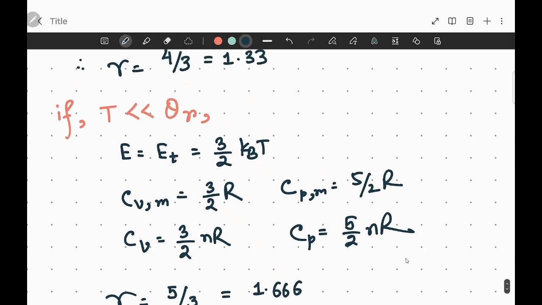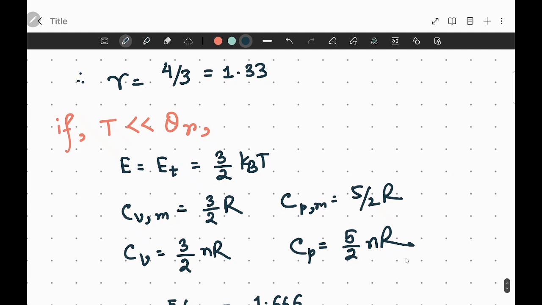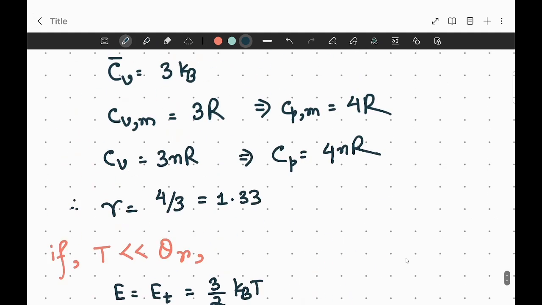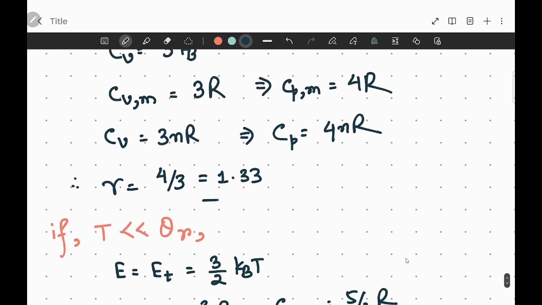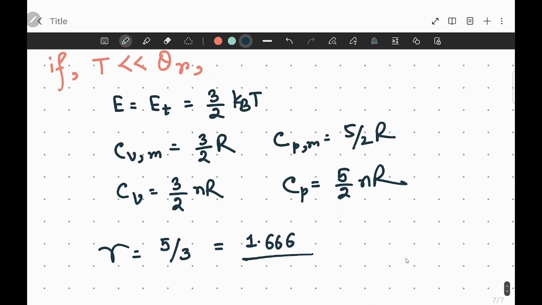So you see, if the temperature is decreasing, theta v is constant. So first it is 1.083, then it goes to 1.33, now it is 1.66. So if temperature is decreasing, that means if rotational and vibrational levels are only occupied up to the ground state, then gamma will also increase. Okay, so it's clear.